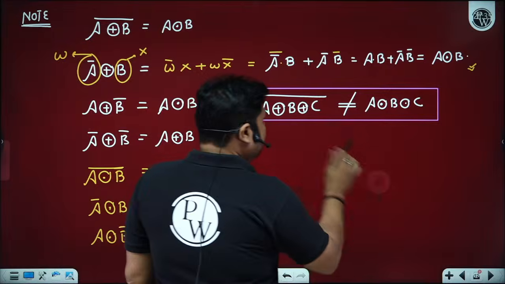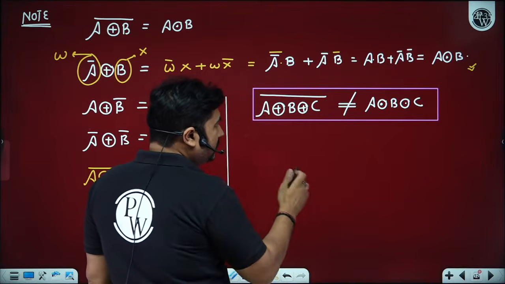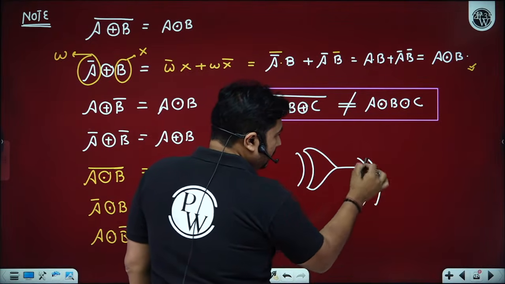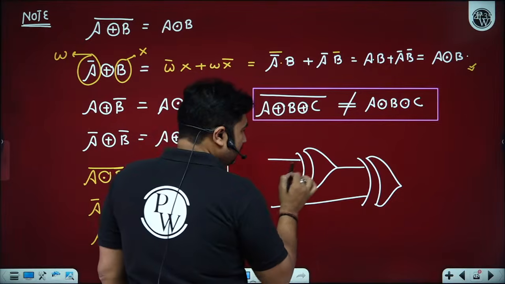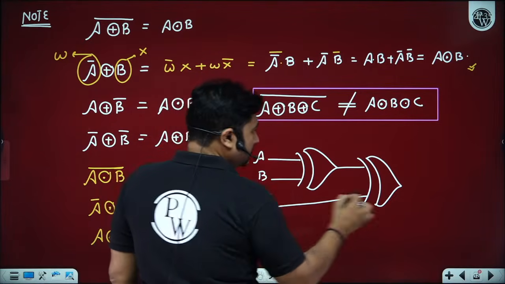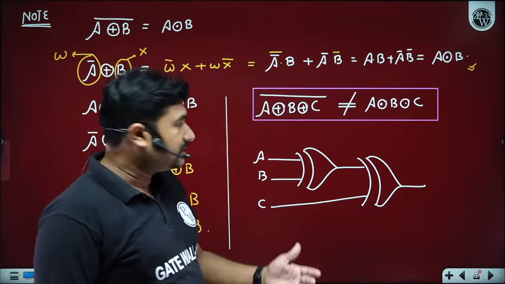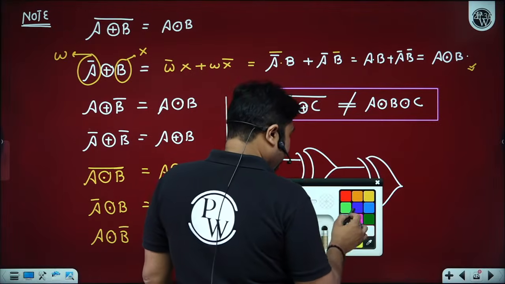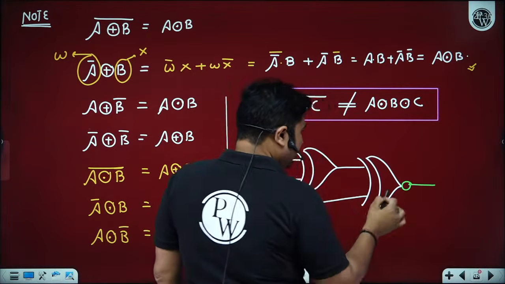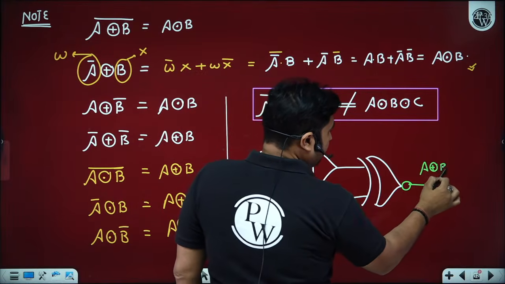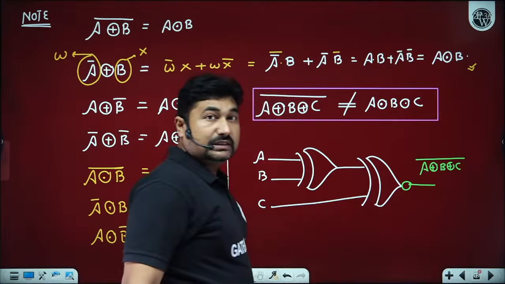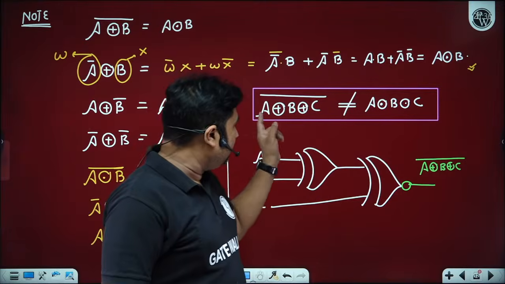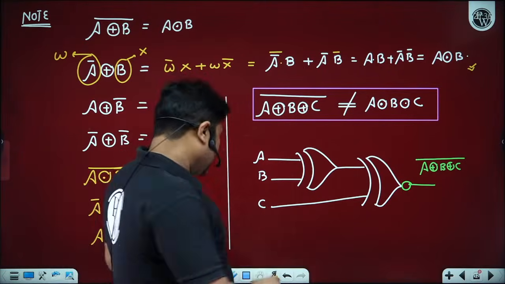Why, sir? Let's take XOR gates available with two inputs only. So if we have XOR gates, it will be represented like A XOR B XOR C. If the entire output is barred, you can put a bubble here. So it will become A XOR B XOR C whole complement. This is not A XNOR B XNOR C. This is A XOR B XOR C whole complement. Is it okay?